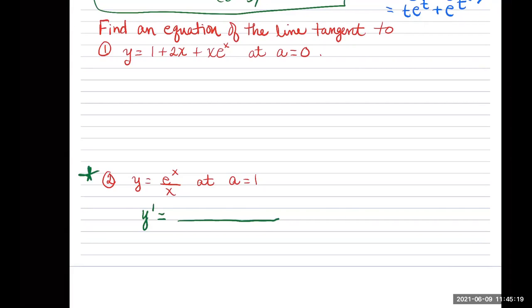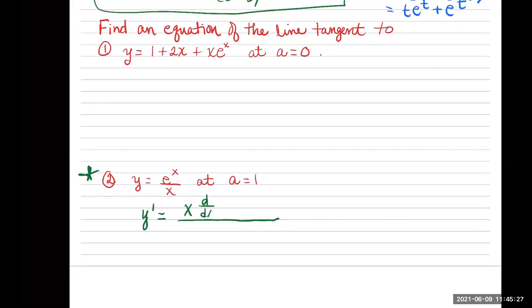Okay, so I have a quotient. So remember, low d high: I take the low one, or the bottom, times the derivative of the top, minus the top times the derivative of the bottom, over the bottom squared. And make sure you don't leave it like that. You have to actually evaluate those derivatives.